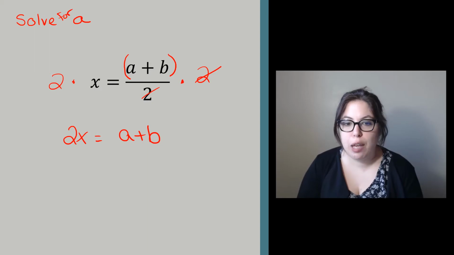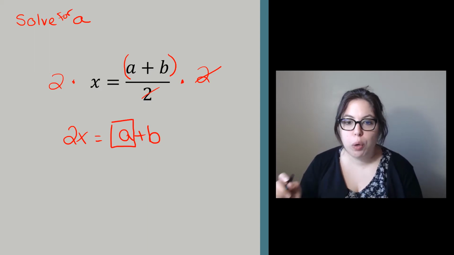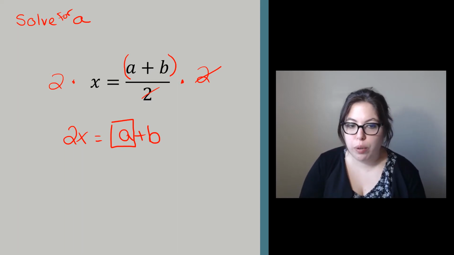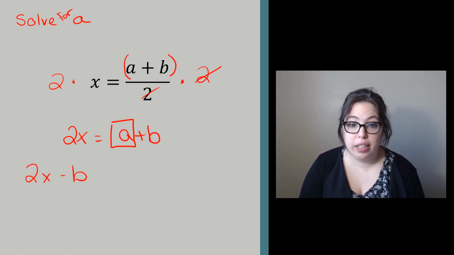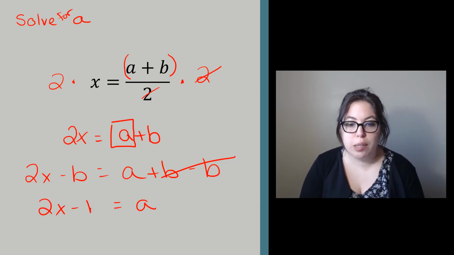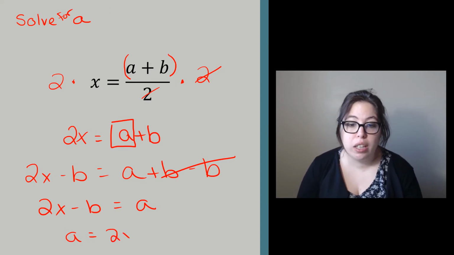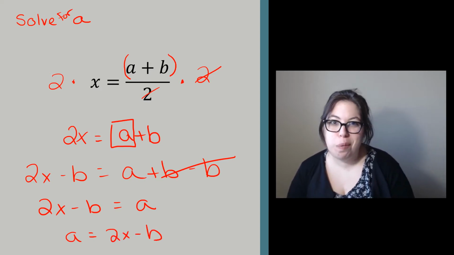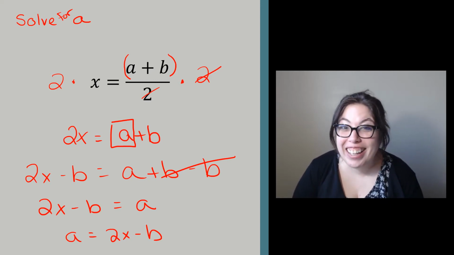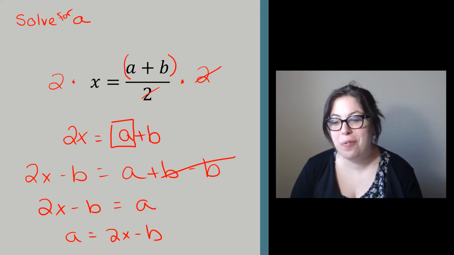Now I'm trying to get A by itself, so I have to look at what B is doing to it. It's adding to the A, so in order to get rid of it, I better subtract it from both sides of the equation. All right, so now I have A equals 2x minus B. I don't really like the way that looks, so I'm going to use my skills of flipping to make that look better. So now A equals 2x minus B. The B is negative.